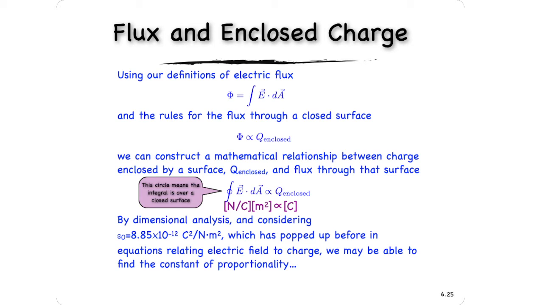But epsilon naught was that term that appeared. We said K, the constant of proportionality in Coulomb's law, was 1 over 4 pi epsilon naught. And I said, we'll talk about why we write it that way later. Well, that epsilon naught has units of Coulomb squared per Newton meter squared. So that's interesting. And let's see if we can figure something out from that.